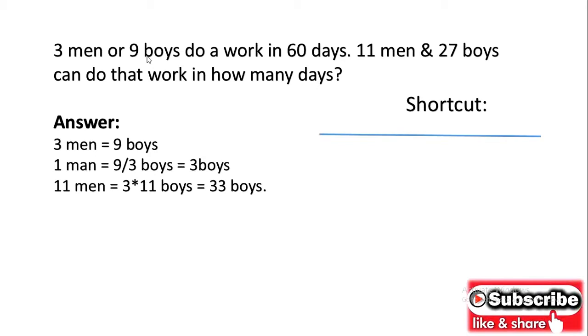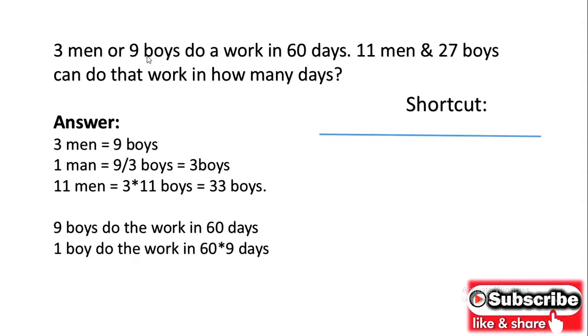So see, if 1 man is equal to 3 boys, then 11 men will be more boys, right? So it will be multiplication here. So 3 multiplied by 11 is equal to 33 boys. So 9 boys do the work in 60 days. Okay, so 1 boy can do the work. If 9 boys do the work in 60 days, that particular work, if 1 boy wants to complete, then he will take more days, right? So when there will be more, then there will be multiplication. So 60 multiplied by 9 days.